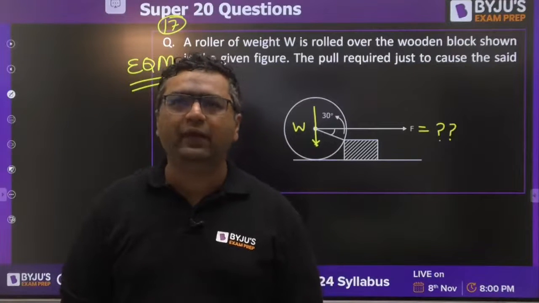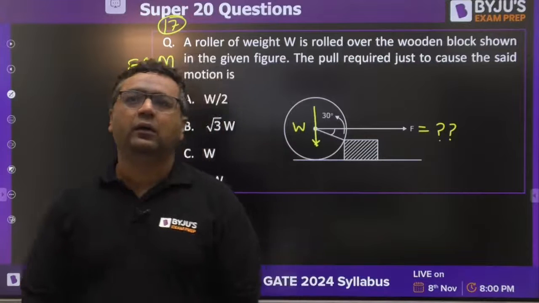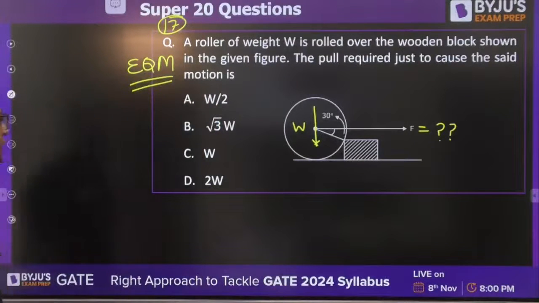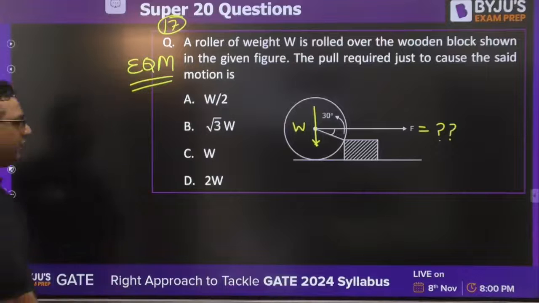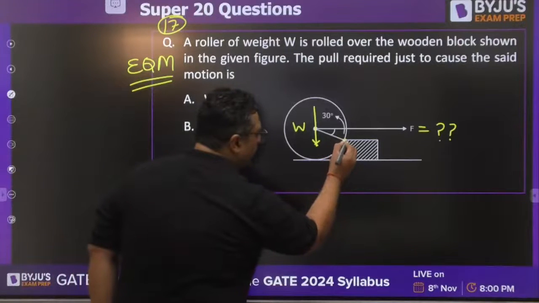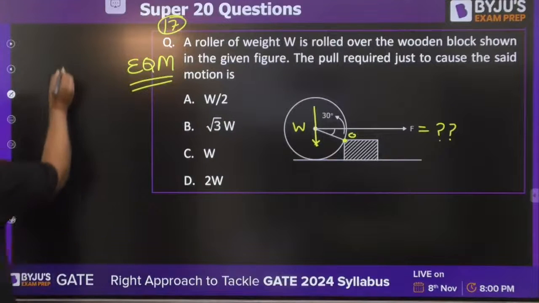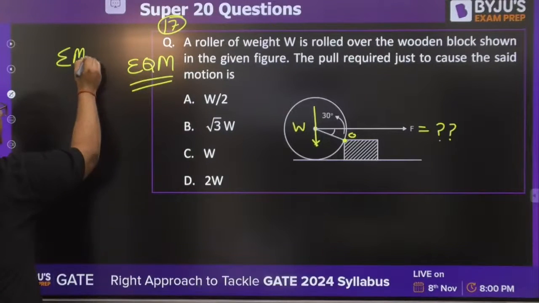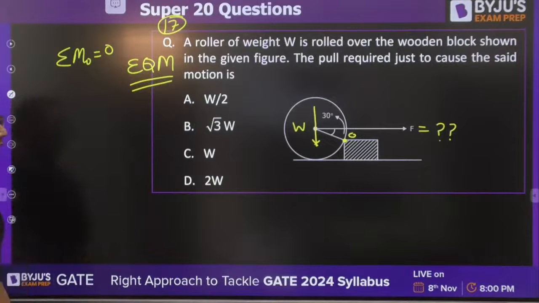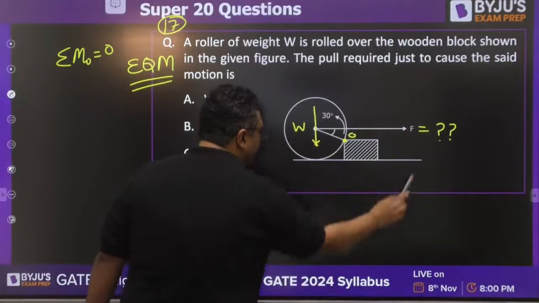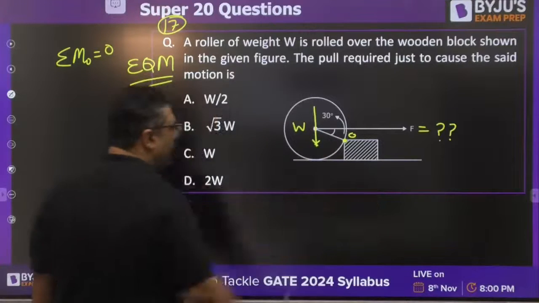Vineet is saying B, Viresh is saying B, Bhavya is saying D. Okay, so my dear, for such a question we are going to take the moment at the point of contact to be 0 by considering equilibrium. Summation of moment about O to be 0. You can see this force is creating anti-clockwise, F is creating clockwise, W is creating anti-clockwise.